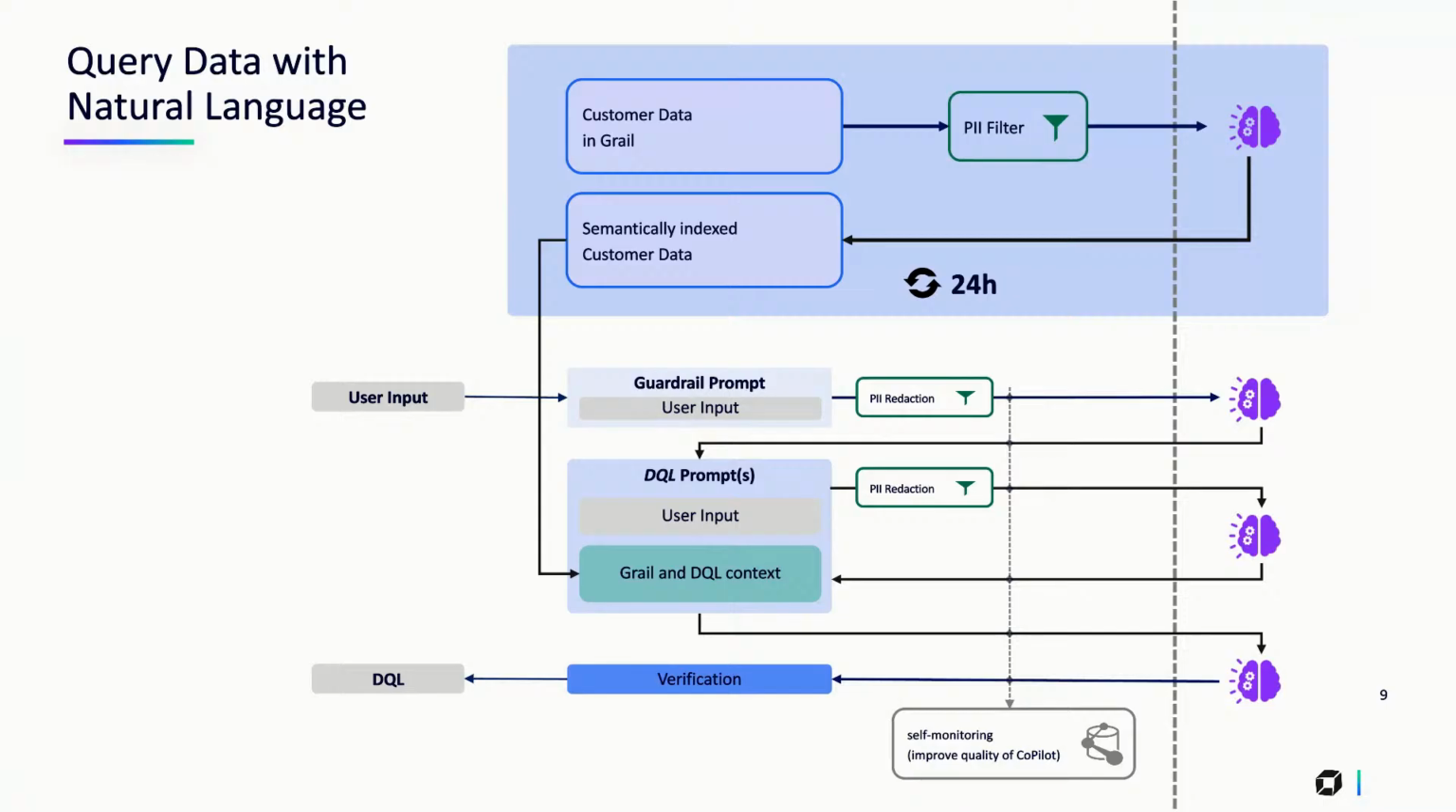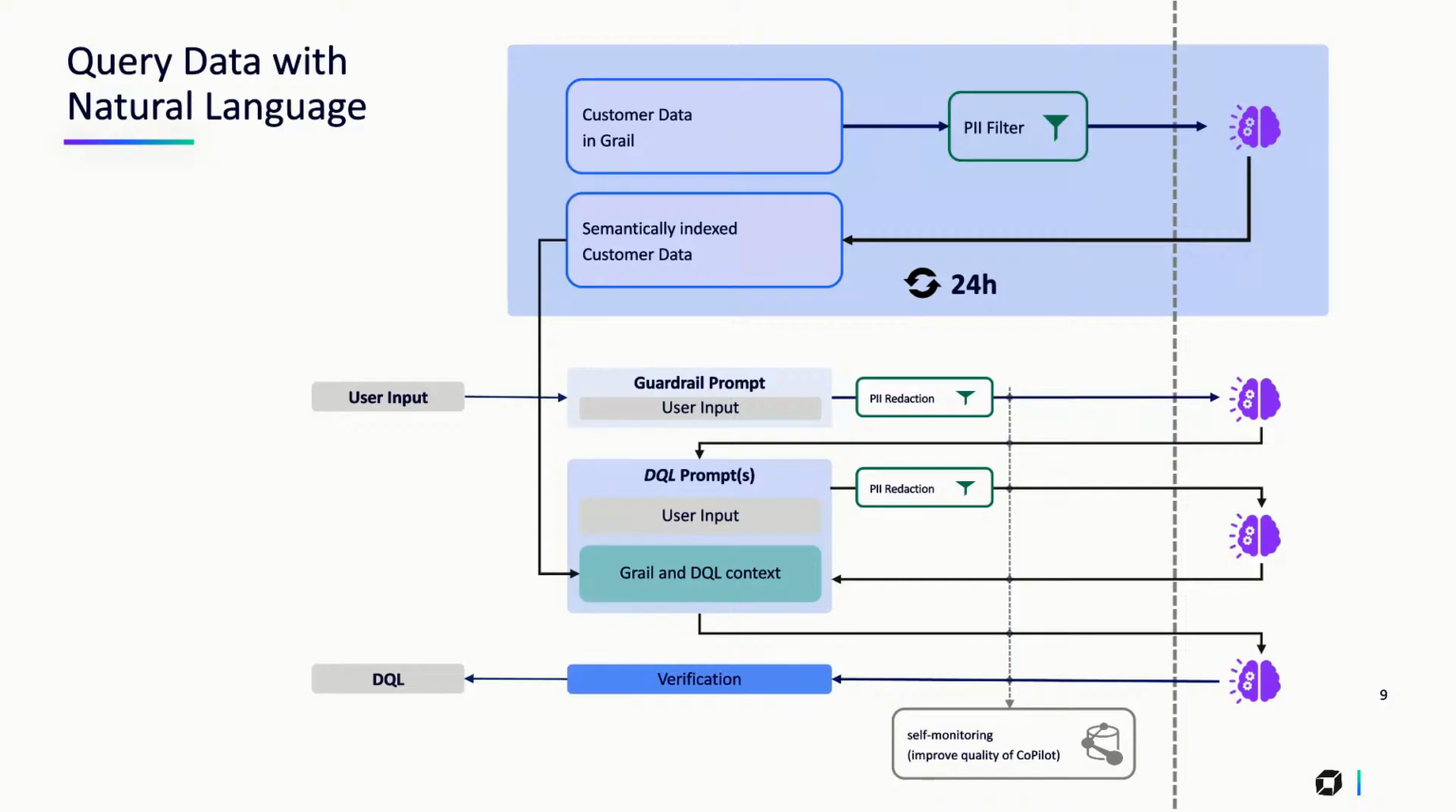When we have this data available, it's merged with the statically available data about Grail, which is available to all our customers in our documentation, especially also in the semantic dictionary, which is publicly available on our doc sites. And then the statically and dynamically indexed customer data, in a semantically searchable way, is used to build up a proper prompt.